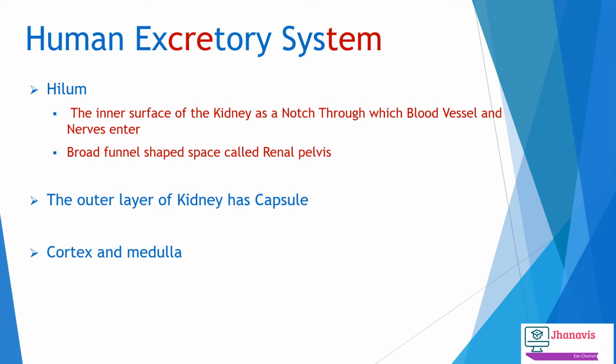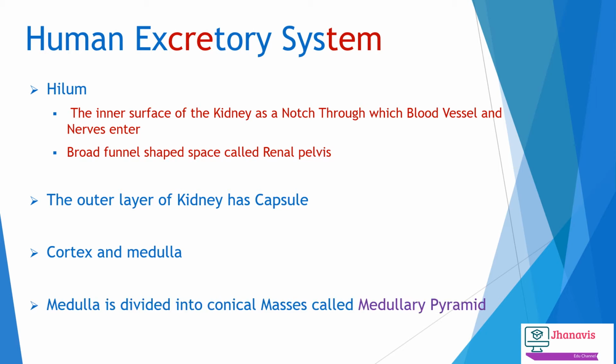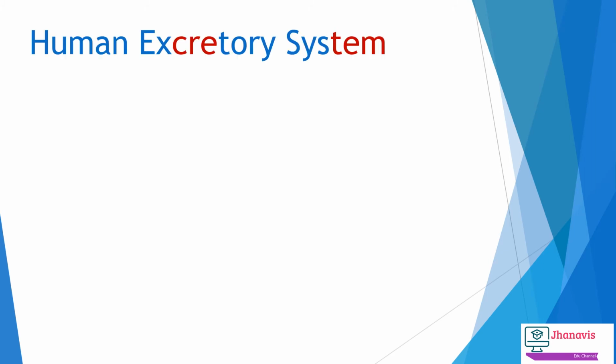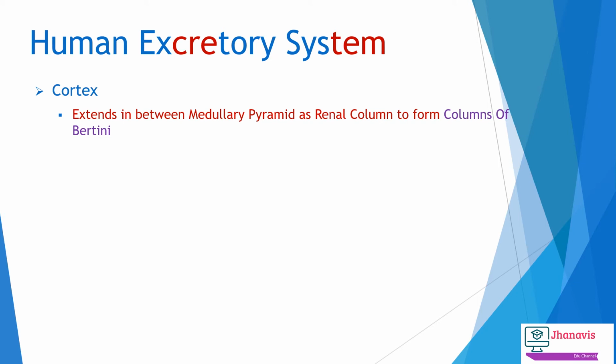The kidney is mainly an organ through which excretion takes place. The medulla, one of the regions of the kidney, is divided into conical masses which we call medullary pyramids. I will talk in detail about this medulla in our future slides. Next we will talk about another region of the kidney, the cortex. I said there are medullary pyramids present in the medullary region. In between these medullary pyramids, there are extensions which we call the columns of Bertini. These are nothing but the renal columns present in the kidney. This is about the cortex region.